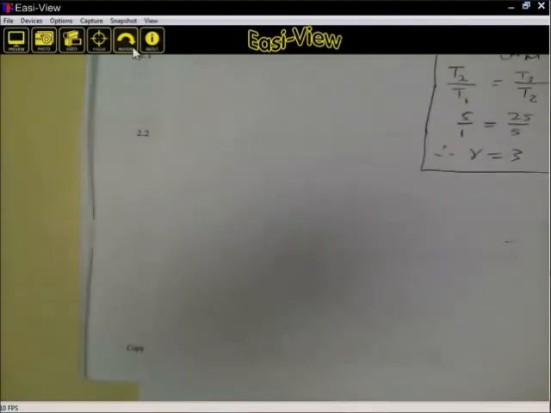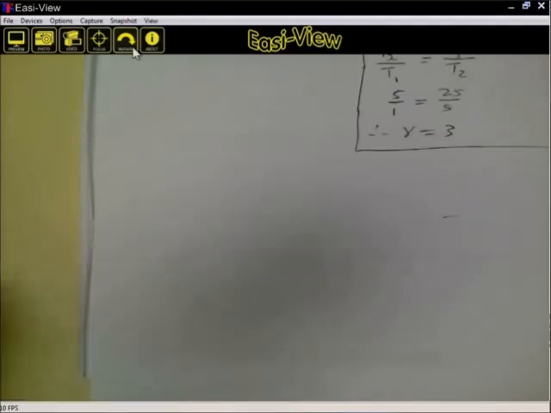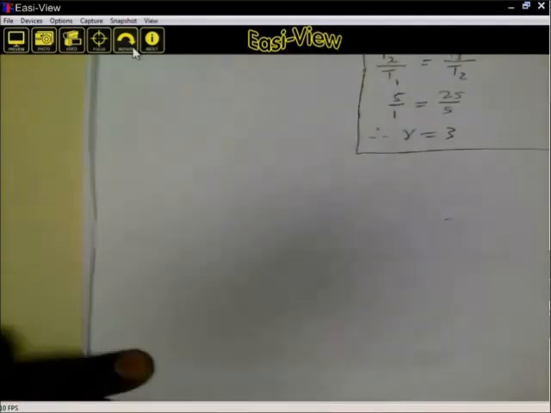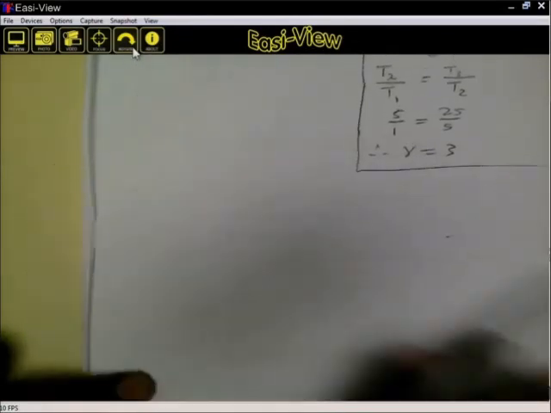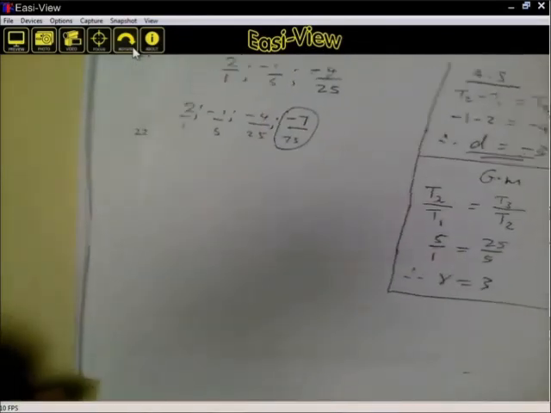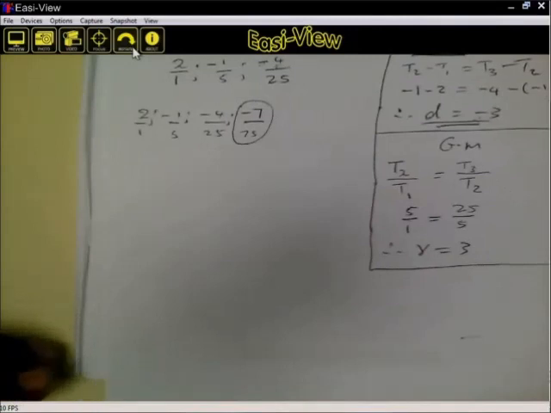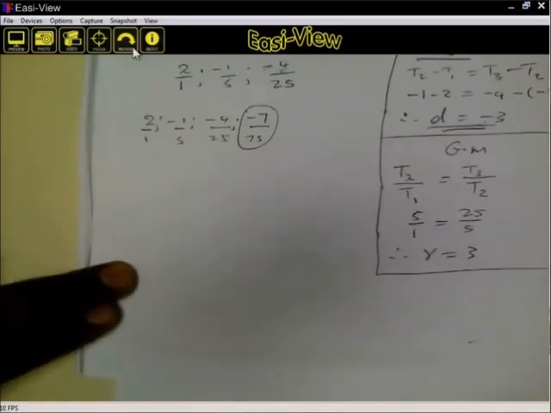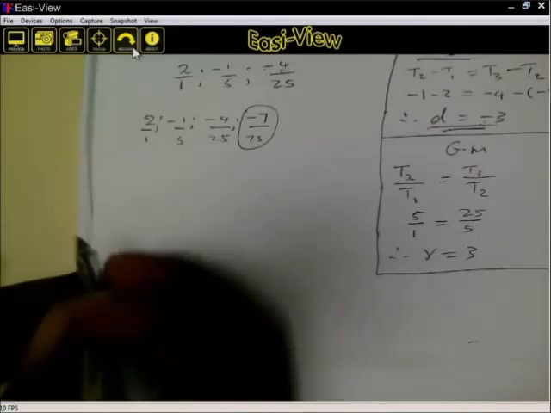Now, remember what they said from the statement. They said the sequence of numerators is arithmetic and the sequence of denominators is geometric, which means we are going to find the general term for the sequence on top and the general term for the sequence at the bottom. Now let's start with the arithmetic sequence.